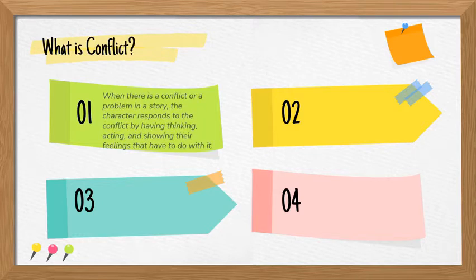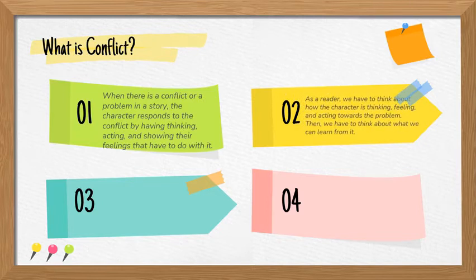What is conflict? When there is conflict or a problem in a story, the character responds to the conflict by thinking, acting, and showing their feelings that have to do with it. As a reader, we have to think about how the character is thinking, feeling, and acting towards the problem. Then we have to think about what we can learn from it.